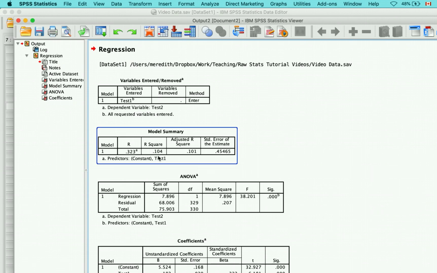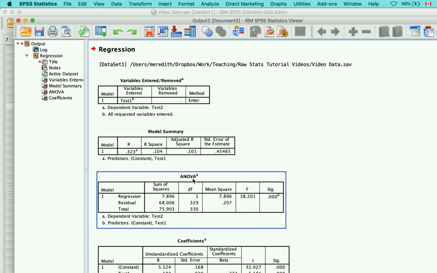So we have 0.104 or 10% shared variance. An adjusted R square is basically this value accounting for some error. And then this is the standard error of this estimate here. So essentially, you don't need to worry about these last two, and it's really just the R square there that's important. Then you get to the model fit table, so the ANOVA table.